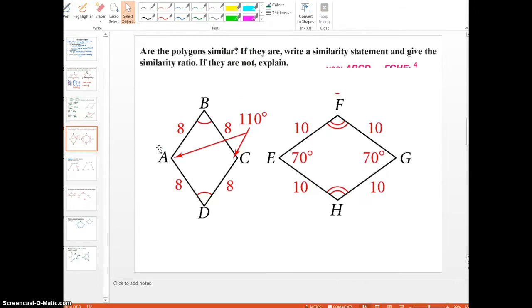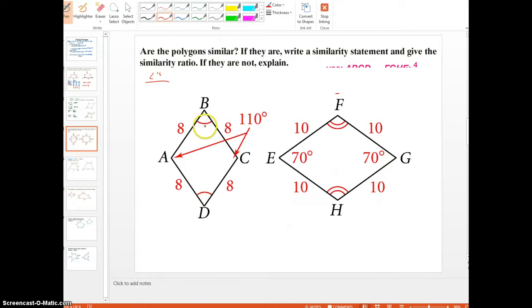Here, are the polygons similar? If they are, write a similarity statement and give the similarity ratio. So, let's just look at it. First, we'll look at the angles. We know right now that A and C are both 110.